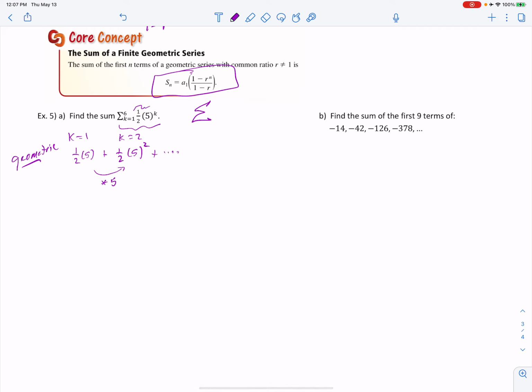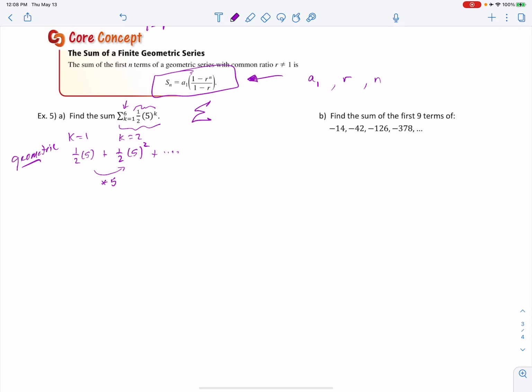Also, because this looks like an exponential function equation, we have that 5 to the k, I expect it to come out geometric. But it's important because you're going to need to choose this formula and not the arithmetic series formula for adding up, which looks different. Now, for this formula, you just need a sub 1, the common ratio, and the number of terms you are adding. You don't actually have to know the value of the last term, like we did in the arithmetic one.